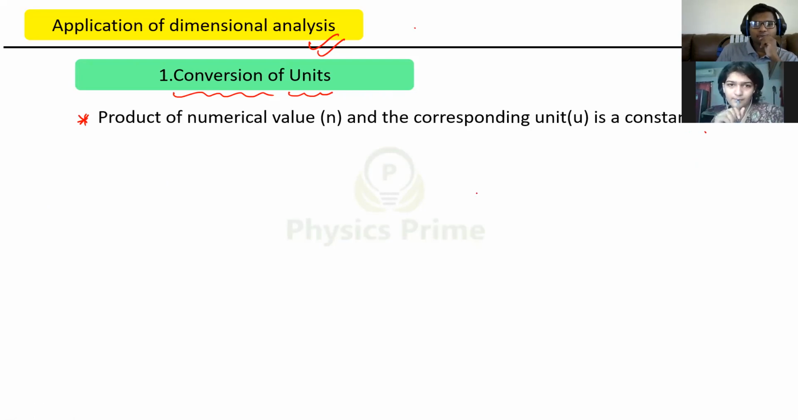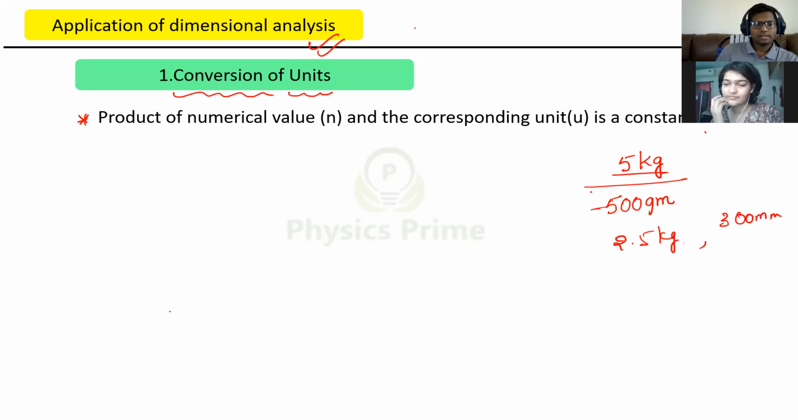Suppose you say 5 kg, right? Or otherwise 500 grams, right? Examples I'm telling. Some 2.5 kg, 300 millimeters. So in all these places, this is the unit of measurement. You measure the quantities in terms of some number times the unit of measurement.